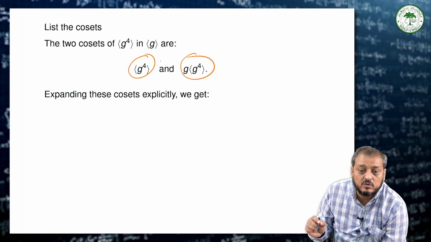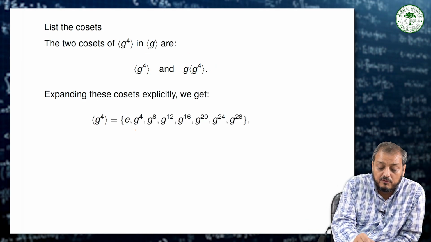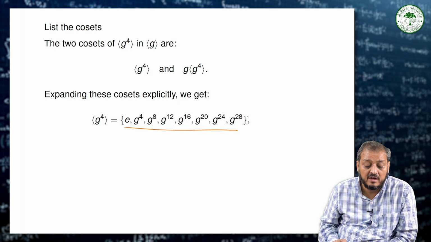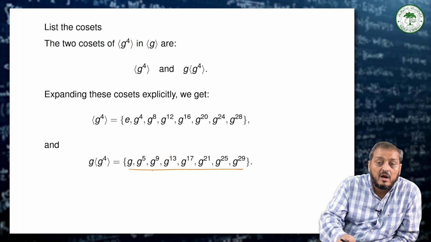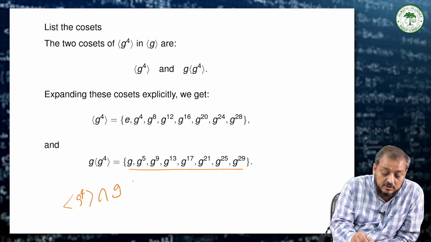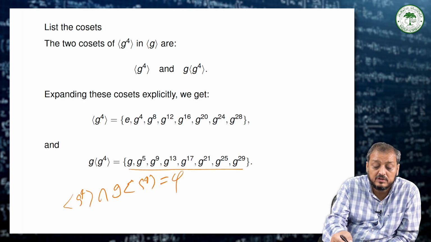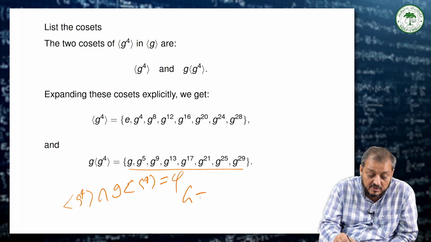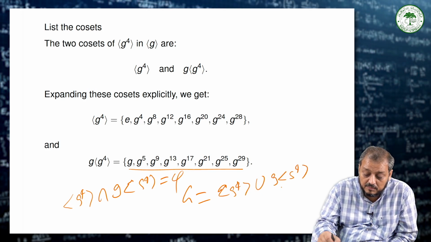Now expanding these cosets explicitly, we get this form: g to the power 4 is the form of this thing, and then all these elements are here. Now g times g to the power 4 is of this form, and you see these two are disjoint. Clearly, g to the power 4 intersection g of g to the power 4 is equal to the empty set, and if you take the union of these two, you get G, and G is equal to the subgroup generated by g to the power 4 union g of the subgroup generated by g to the power 4.